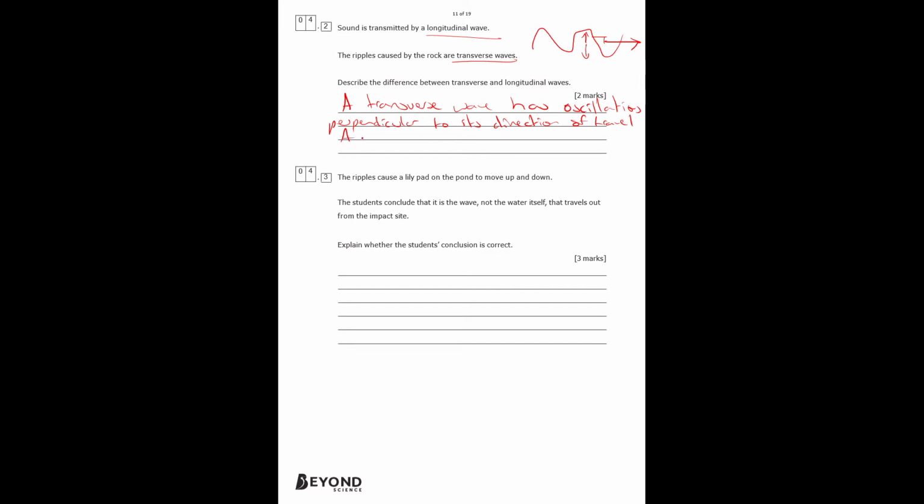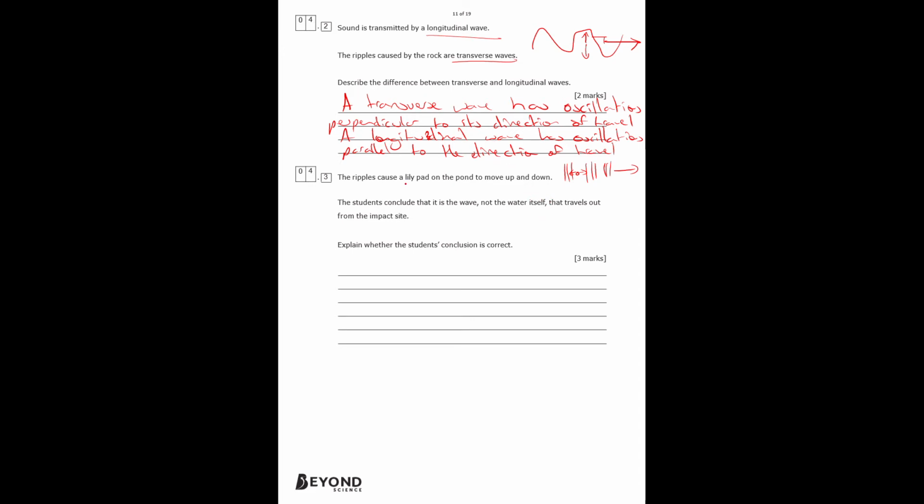On the other hand, a longitudinal wave has oscillations, again you can write vibrations, parallel to the direction of travel. So, in a sound wave, for example, we normally sketch them a bit like this to show areas of stretched out particles and areas of compressed particles. If the wave is moving that way, the particles are vibrating parallel to that direction.